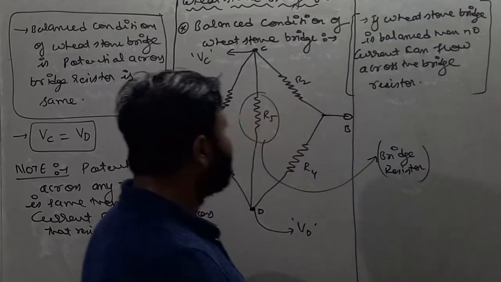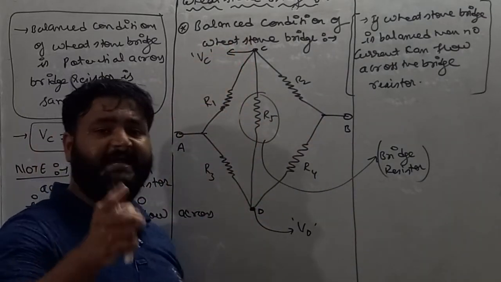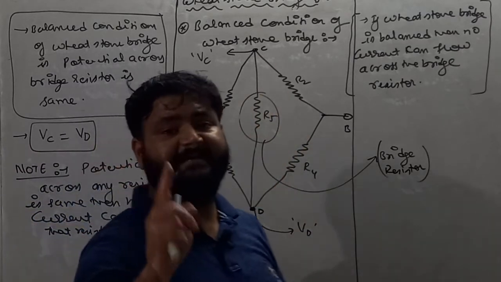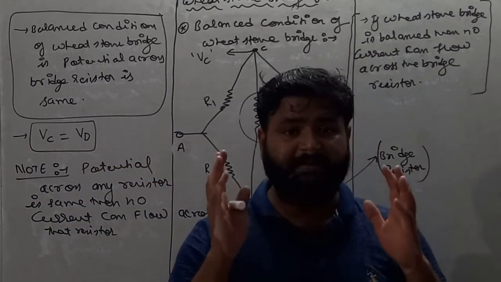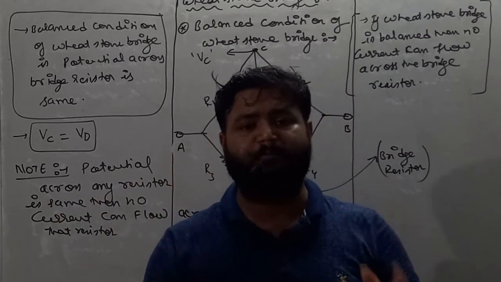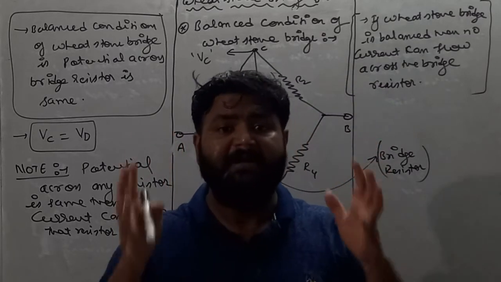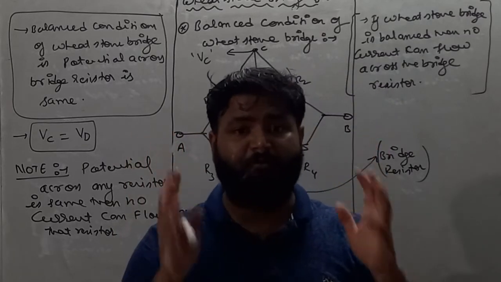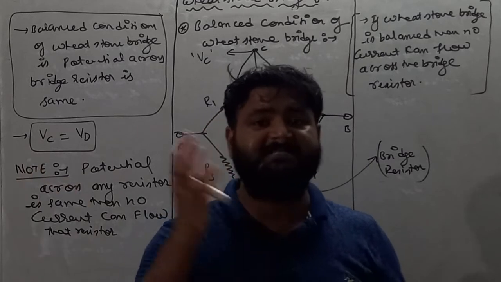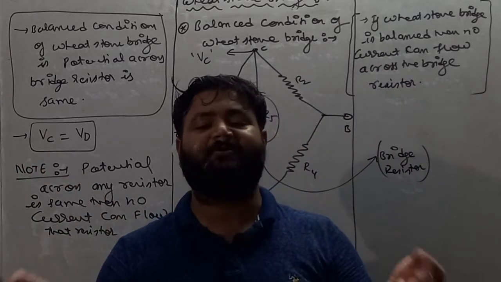And remember one more thing: if the potential across any resistor is the same, then current is not capable of flowing through that resistor, because for current to flow between two ends we need some potential difference. This is a very important point, my dear student. Remember, if you want current to flow across any resistor, then there must be some potential difference across that resistor.